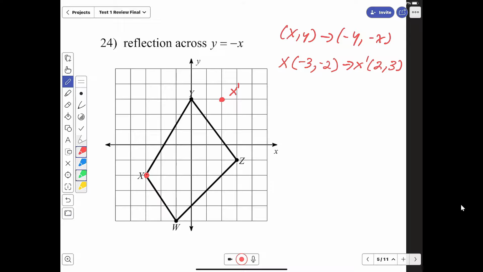And I'm going to go ahead and draw the mirror. This is y equals negative x. Make sure you draw it. Here's the mirror. Okay, so that was X prime. W is negative 1, negative 5. So W prime will be, you got to switch it, so it's going to be 5, 1. 1, 2, 3, 4, 5, 1. And that's W prime.